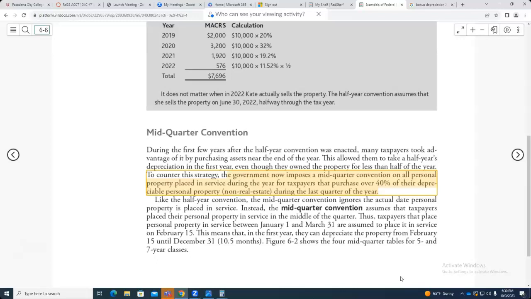But if you choose to buy that in September, and that's at least 60% of your asset purchased in the first 9 months, then you use half-year convention. Mid-quarter convention is out of the question. You don't use it. It's not forced. What's the benefit of purchasing the property late and then trying to get more depreciation on it?